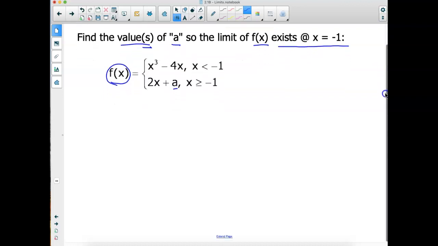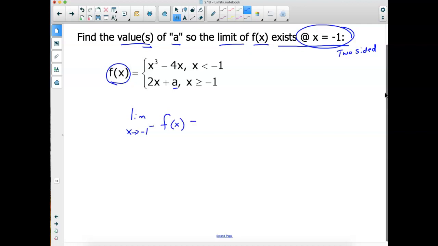What did we just get done learning for a limit, the limit as I approach -1, a two-sided limit, because there's no superscript on there? What did I just learn has to happen for that to work? Well, that means the limit as x approaches -1 from the left of f of x has to equal the limit as x approaches -1 from the right of f of x, okay?